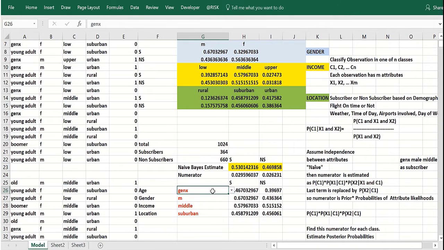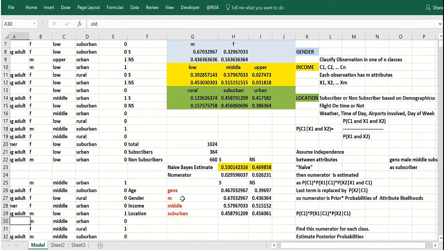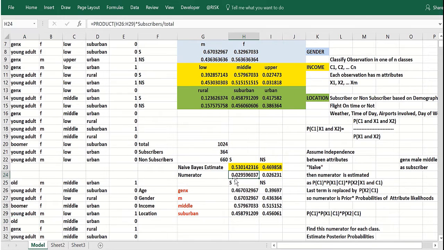Okay, so let's say we take a Generation X person who's a male, who's middle-aged, and lives in a suburban area. So remember what we have to do here. We've got to take the likelihoods given the class times the prior probability of the class, and we'll do that for subscribers. So how do we get the likelihoods down here? Well, we have to look it up.